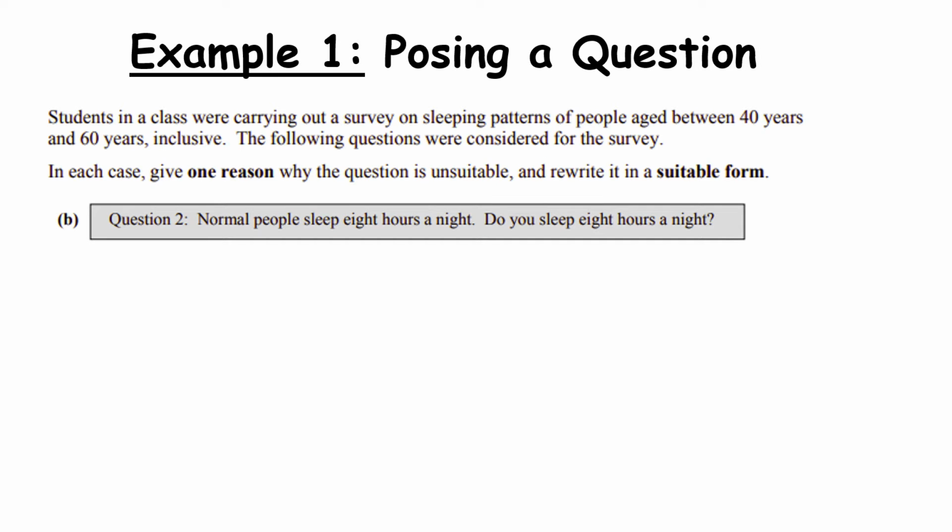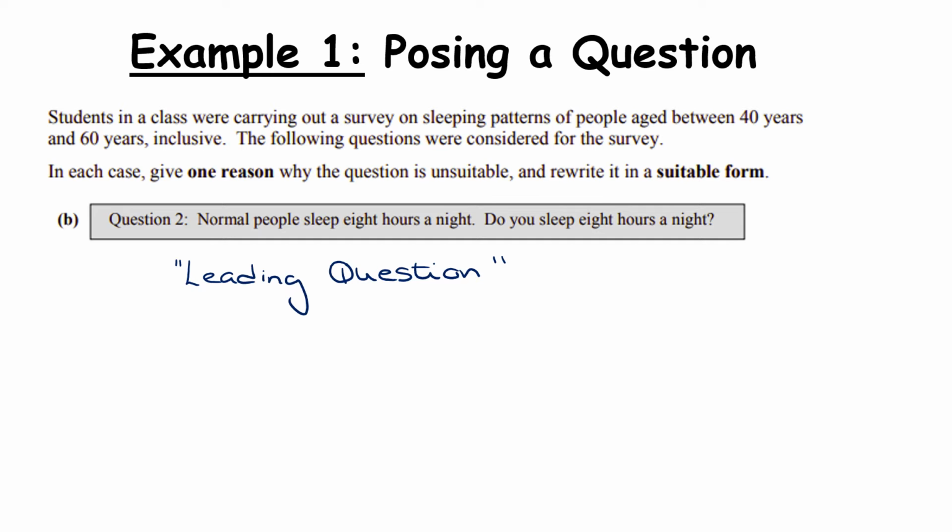Part B, normal people sleep 8 hours a night. Do you sleep 8 hours a night? Okay, so this is what we call a leading question. And the reason it's leading is because you're leading whoever is answering to give a specific answer. How they do that is by making a statement, like normal people sleep 8 hours a night, that somebody would like to prove that they are or are not what you've said.